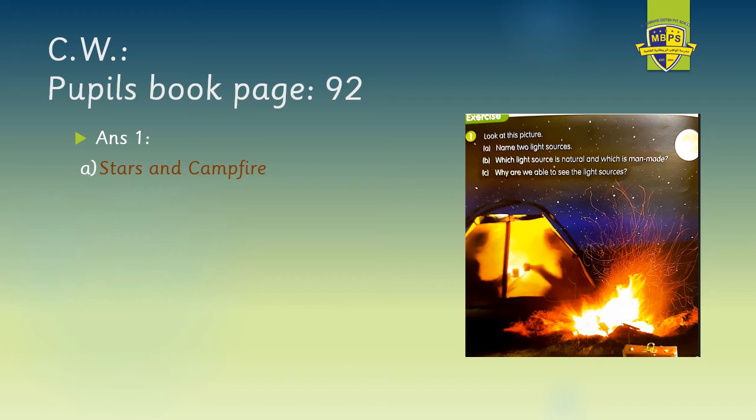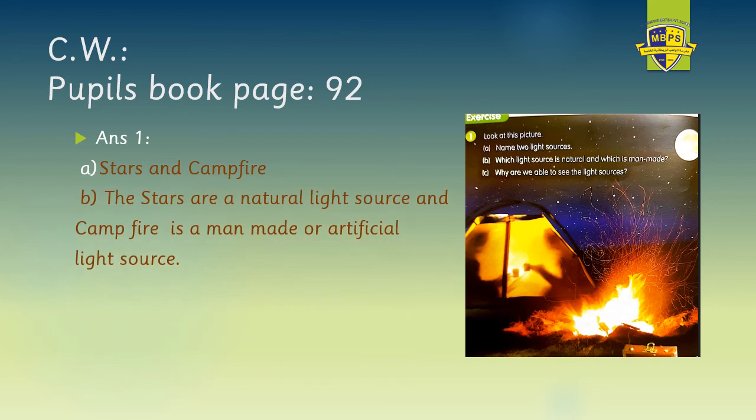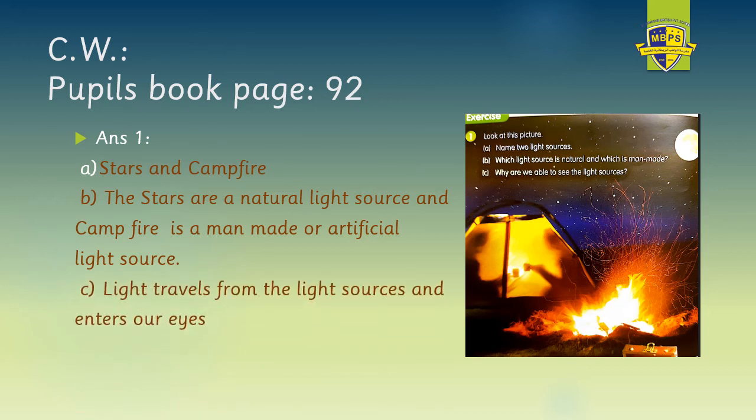Which light source is natural and which is man-made? Stars are natural light sources and campfire is a man-made or artificial light source. How are we able to see the light source? That's question C. We are able to see the light because light travels from the light sources and enters our eyes. If you have got this right, you should give yourself a star. It's very good.